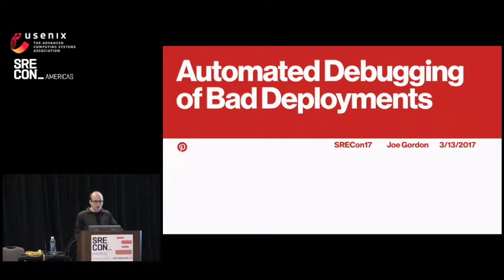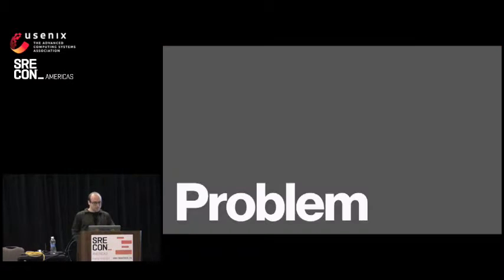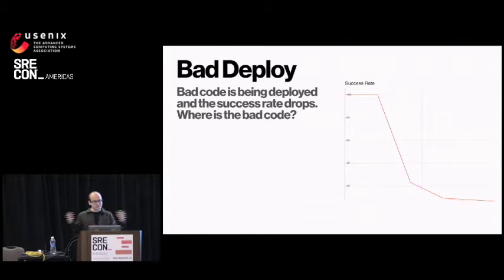We're going to talk about automated debugging of bad deploys. So the problem I think we've all faced before, I know I have too many times that I care to admit, is you're doing a deploy, maybe somebody else is doing a deploy, somehow there's bad code in the deploy, unfortunately it happens, we're all human, and the success rate drops. So whatever your success rate is, whatever your metric is, it starts dropping way down. In this case, this is actually from a recent issue we had, it went down to 20%.